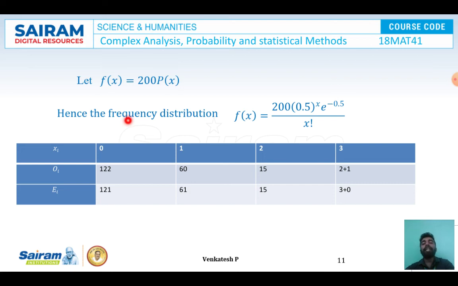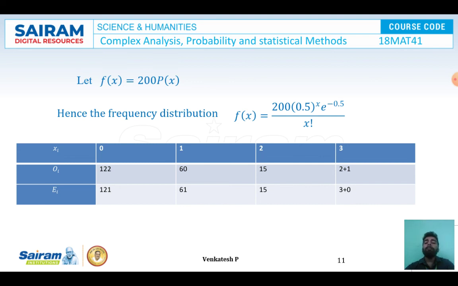To calculate the expected frequency, the formula is f of x is equal to 200 into (0.5) whole power x e power minus 0.5 by x factorial, along with m is equal to 0.5. So now I am going to calculate the expected frequency by replacing the values of x. At x is equal to 0, we will be getting f of x is 121. If x is equal to 1, f of x will be 61. If x is equal to 2, f of x will be 15. If x is equal to 3, f of x will be 3.